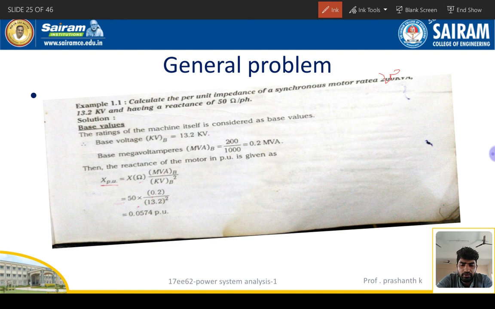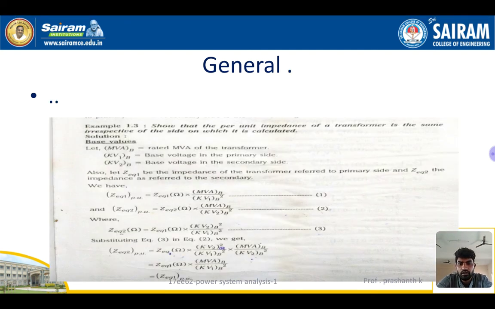The reactance of the motor per unit is given by XPU equal to X ohm into MVAB by kVB whole square. So 50 into 0.2 divided by 13.2 squared, and you will get 0.0574.